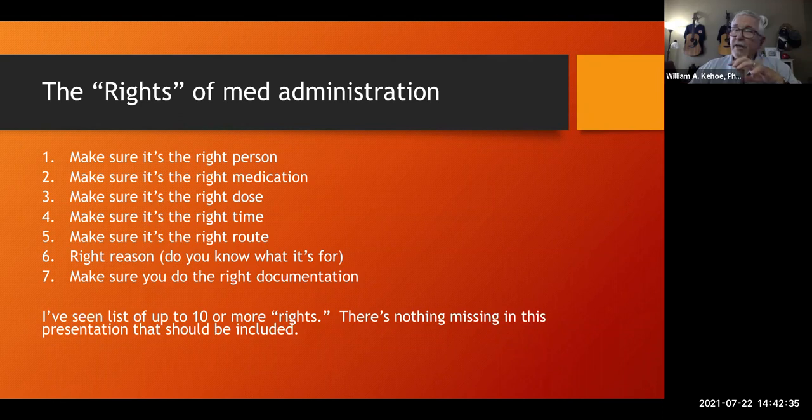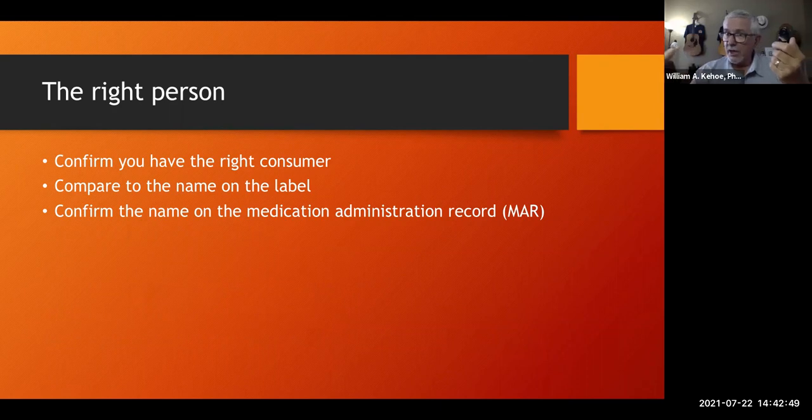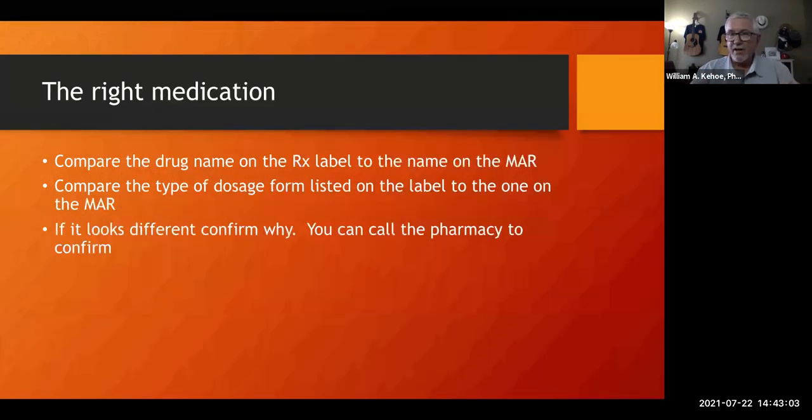So again, you can find more than 7, but I'm just telling you, if you do everything we're talking about in this module and the next, you're going to be fine. So again, how do you know about the right person? Well, you compare the name on the label to the person you're looking at that you're going to give the medication to. Is this the right person? And is it on the MAR? So personally, I look at the MAR, I look at the medication, and I look at the person. If those 3 things line up, I've got the right guy.